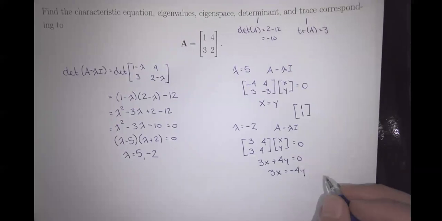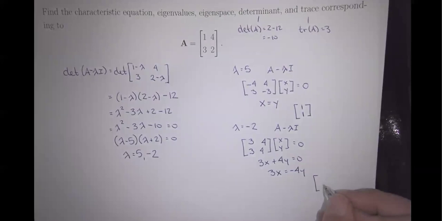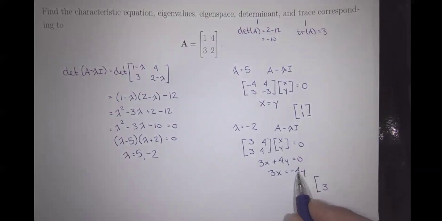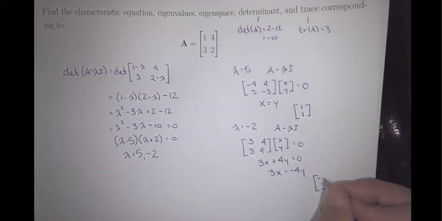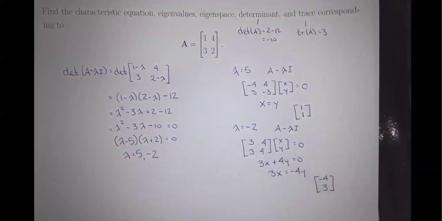So if I take y is equal to, let's say, 3, I get 3 times negative 4 is negative 12. And on the left, I get 3 times something is negative 12, so this has to be negative 4. So anything in that direction, it could be negative 4 and 3, it could be 4 and negative 3. Really anything in that direction will be fine.